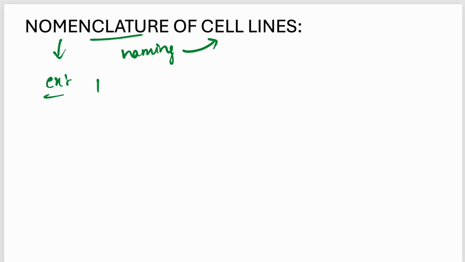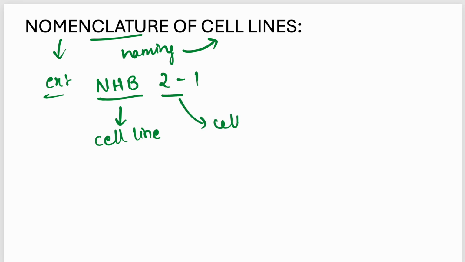So, for example, we take NHB 21. NHB indicates the cell line. The number 2 indicates cell strain. Number 1 indicates clone number. So all are named in this order.